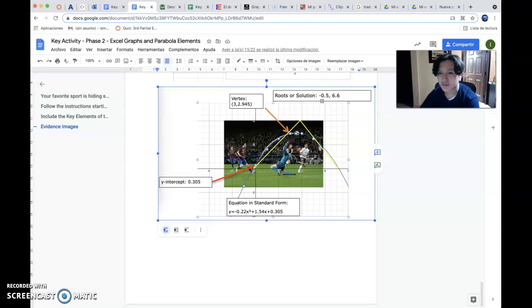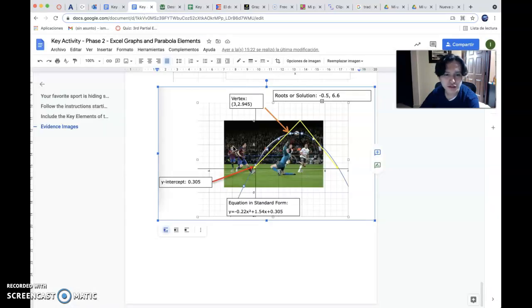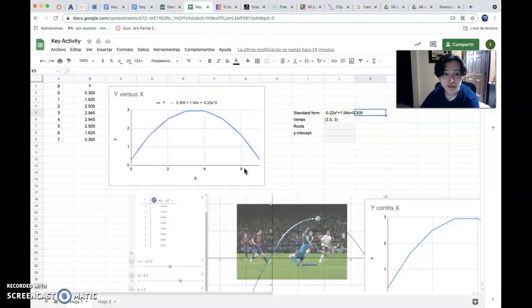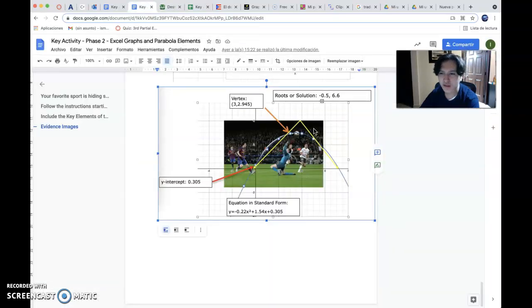About the process, I think the process that we use is very good. We use Desmos, this application, to get the parabola. Then we use Excel to get the equation in standard form. We got it, and we put it here, and we put the more important points.